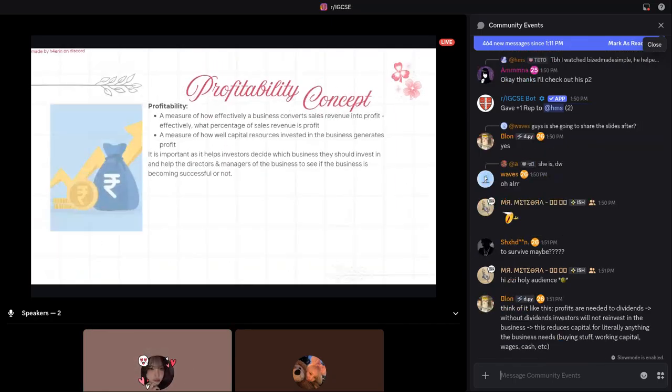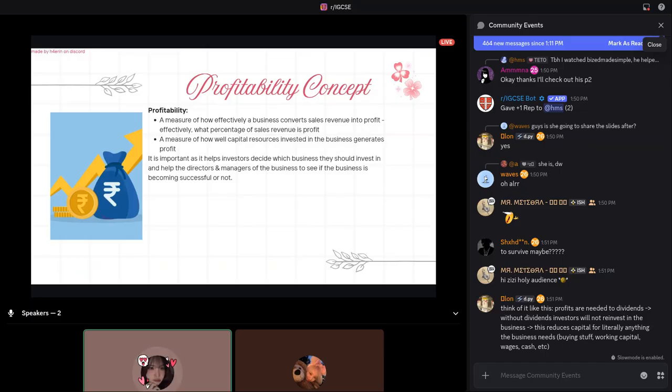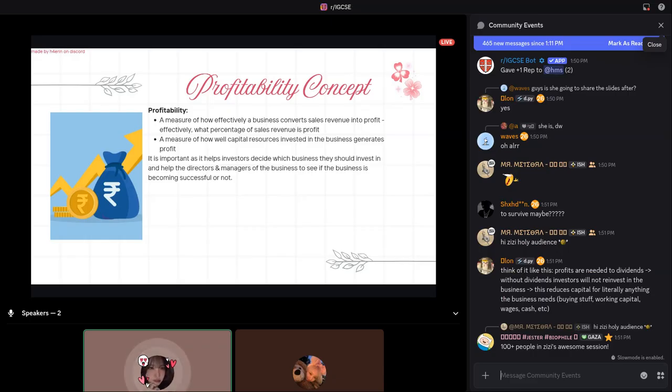Next up, profitability concept. So this is very, very important to know, everyone. Profitability is often asked. There was a past paper last year, 2025, that asked the importance of profitability and liquidity. Who knows, it might appear tomorrow.